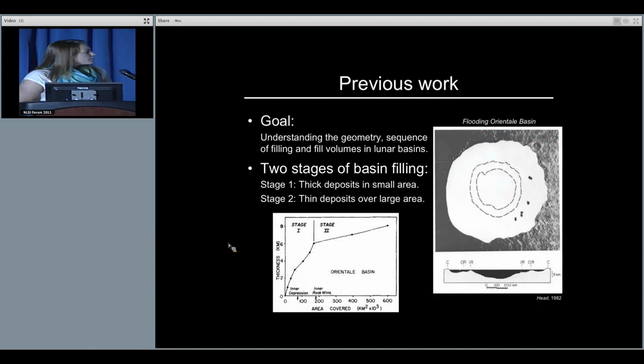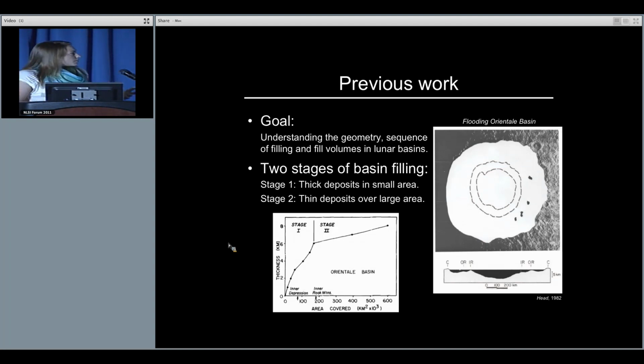So some previous work has been done. In 1982, researchers had begun to look at older topography and flooding of Orientale Basin and also the edges of the Imbrium Basin in order to get an understanding of the geometry, sequence of fill, and actual fill volumes of lunar basins. And this again goes back to understanding the flux of material that's been emplaced on the surface.